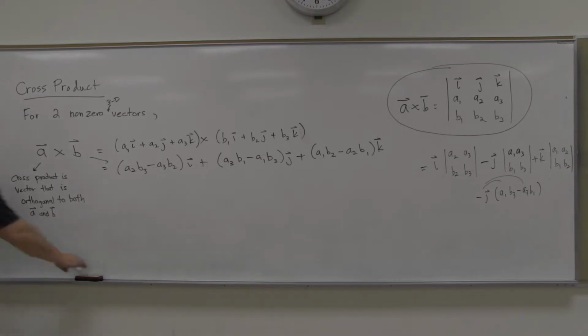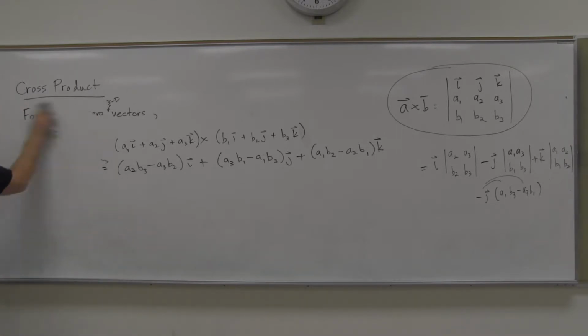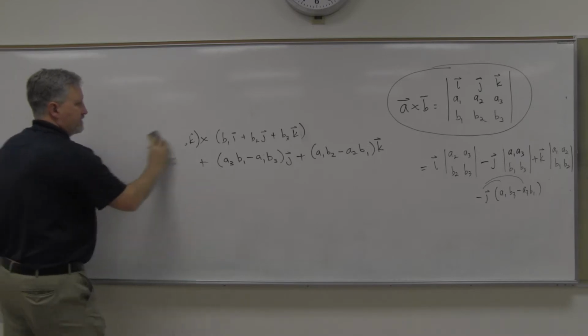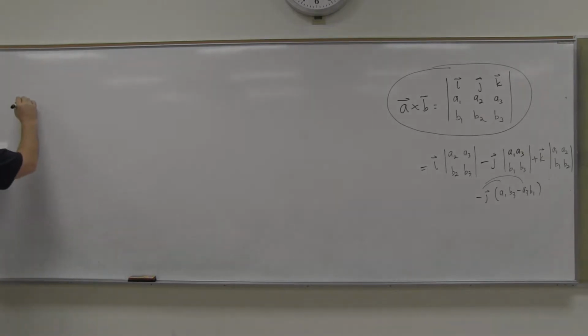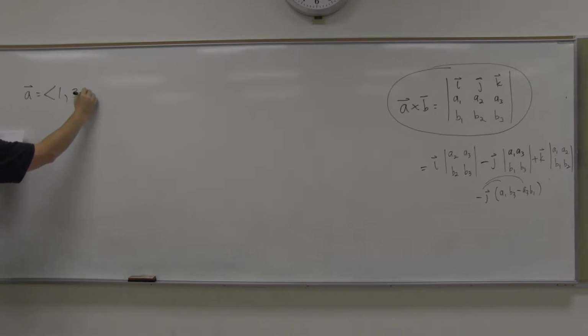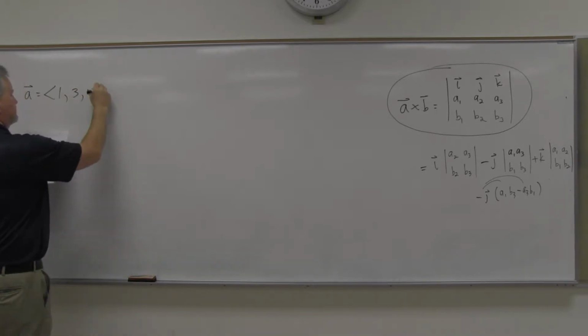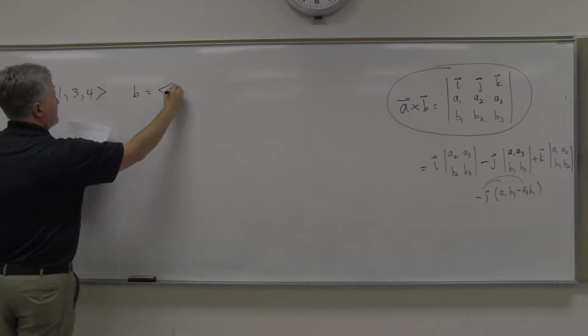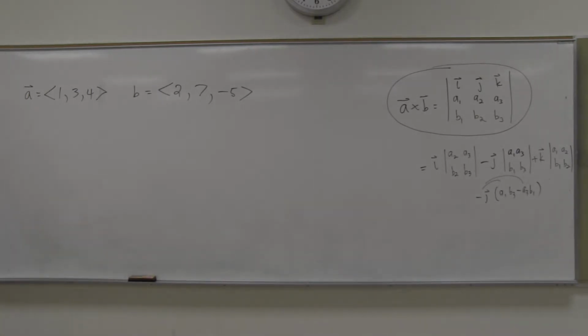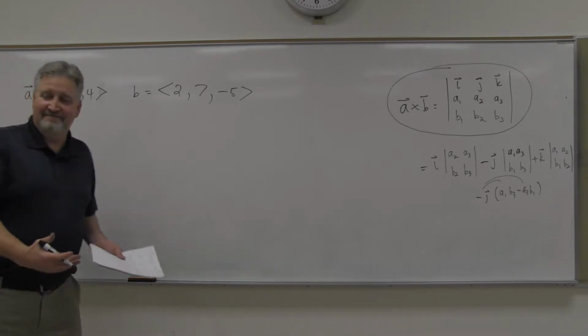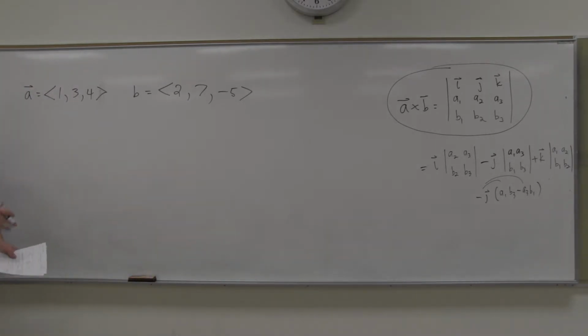Okay, let's do one here. We've got time. Let's do one and then we'll verify that they are orthogonal. A is 1, 3, 4. B is 2, 7, negative 5. And I'm going back and forth between the notations here because the book does them in kind of random fashion too. They pick IJK sometimes and sometimes they use this notation. So just get used to that.